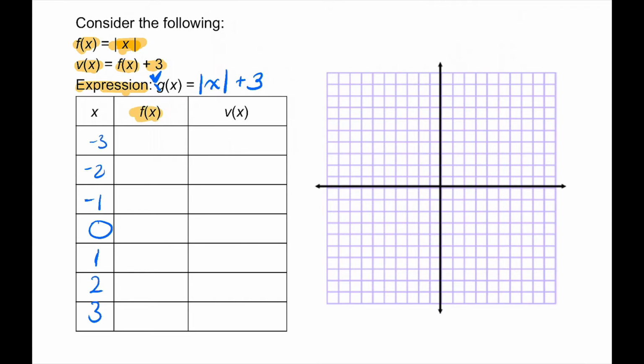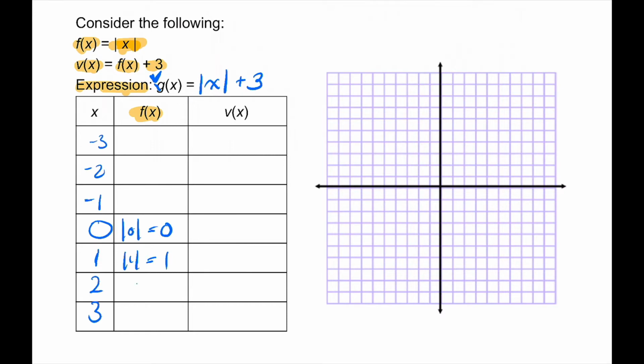Now I'm going to just give some points for f of x, so that you can see why we have the net effect when we add 3. What we're going to see is that this graph actually moves up by 3. So if we calculate f of x, in other words, the absolute value of x, the absolute value of 0 is going to be 0. The absolute value of 1 is going to be 1, and so on. So we get 1, 2, 3.